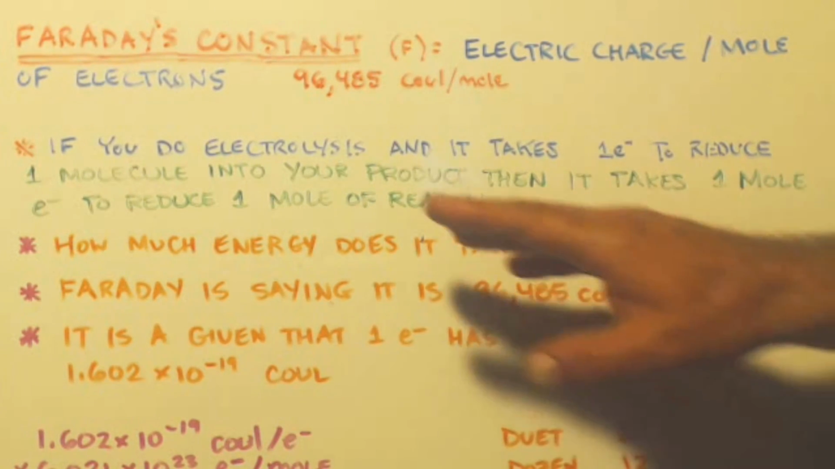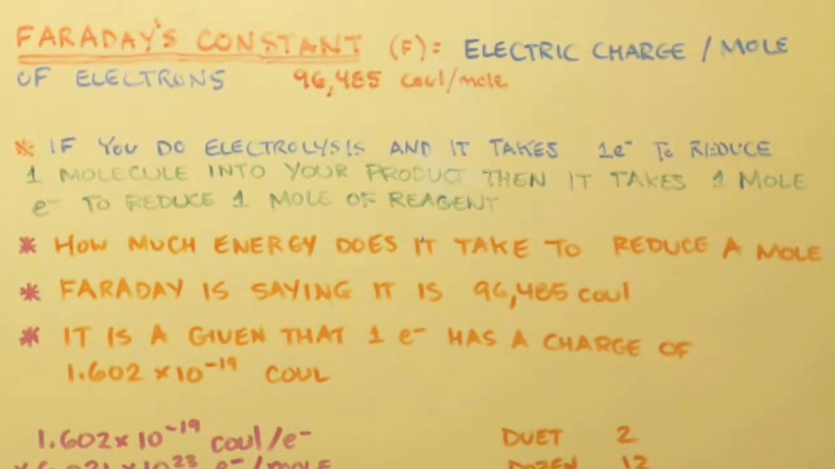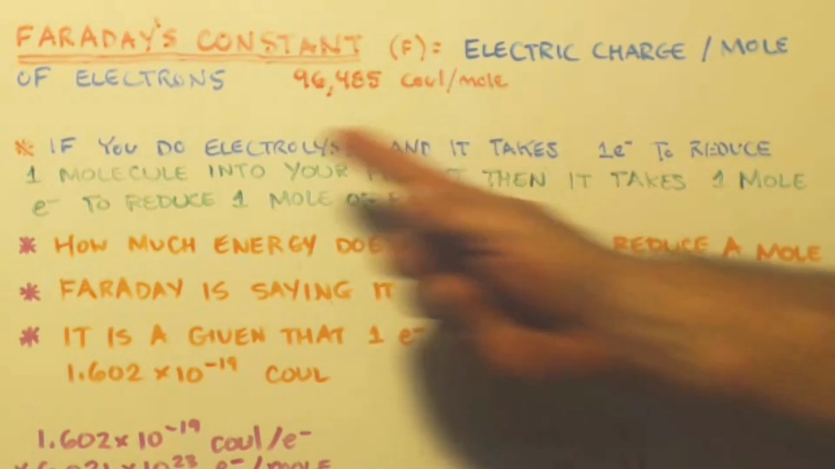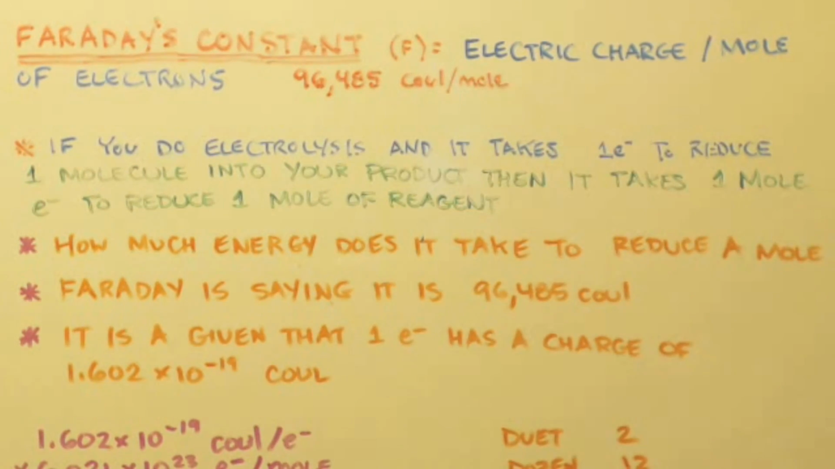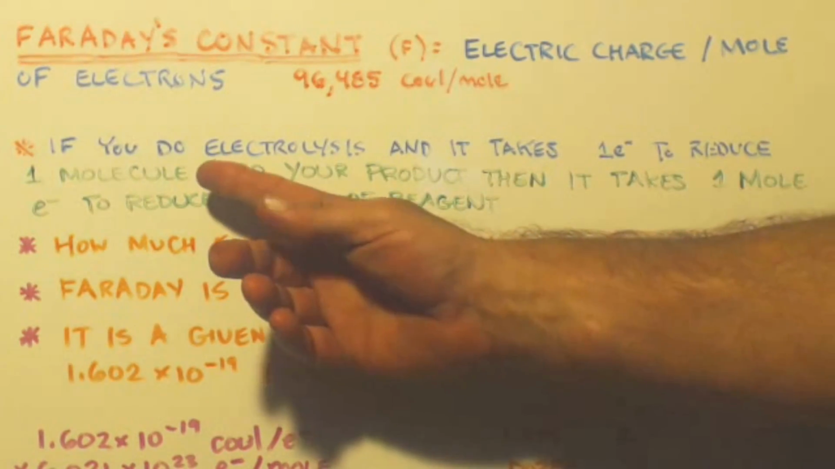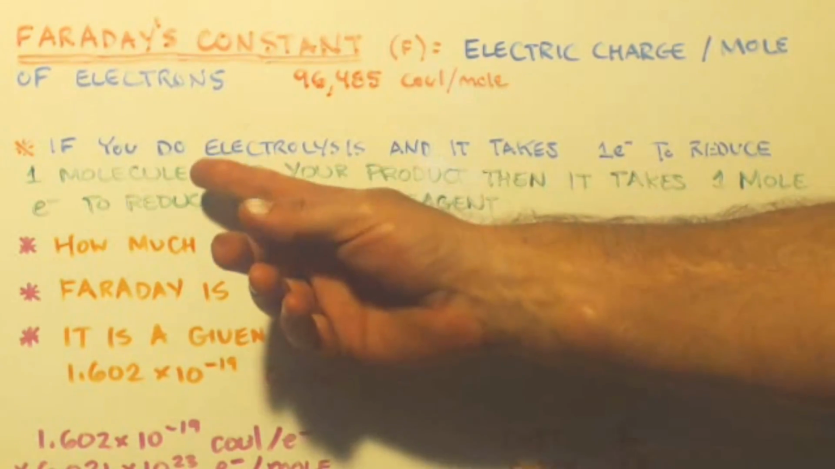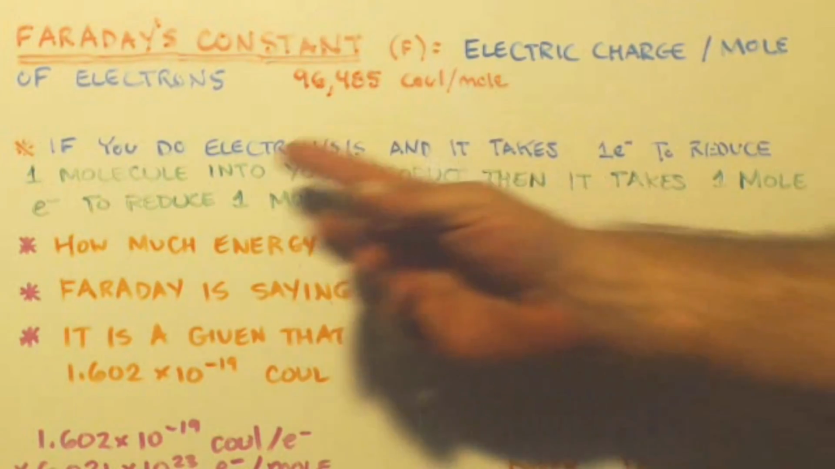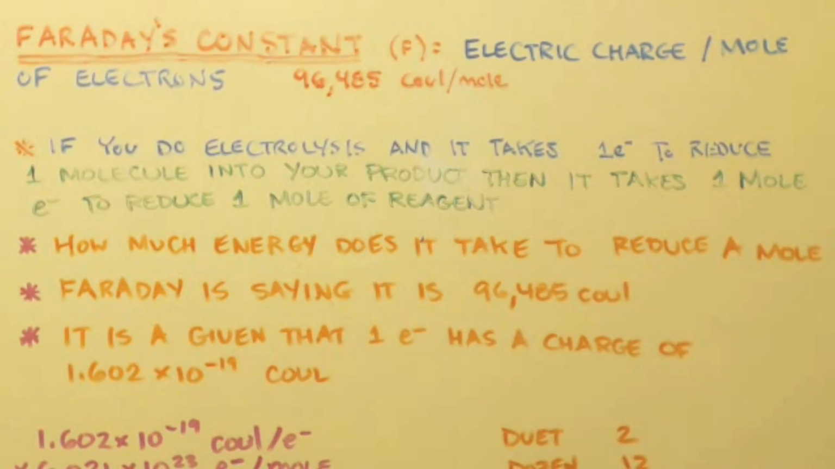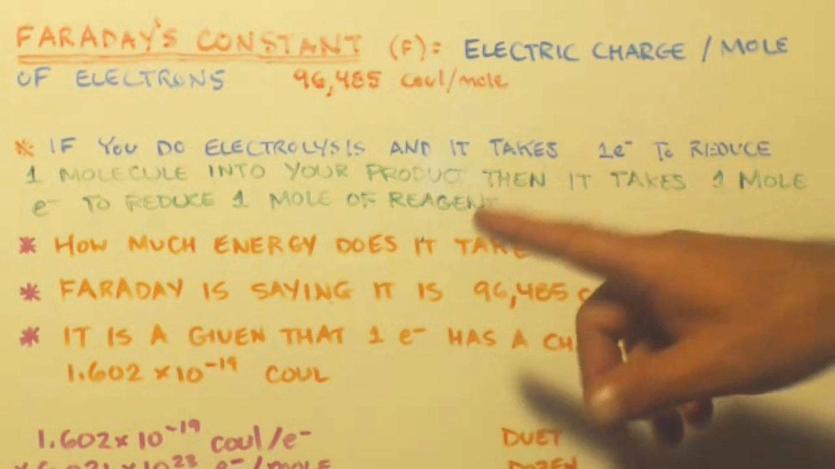But let's say you're doing electrolysis and it takes one electron to reduce one molecule into your product. Okay? If it takes one electron to do that, then that means it takes 1 mole of electrons to reduce 1 mole of reagent, right? Because if you have a 1 per 1 on the mole and the electron, you have the same amount. If you have a dozen electrons, then it'll reduce a dozen molecules. If you have a mole of electrons, it'll reduce a mole of molecules.